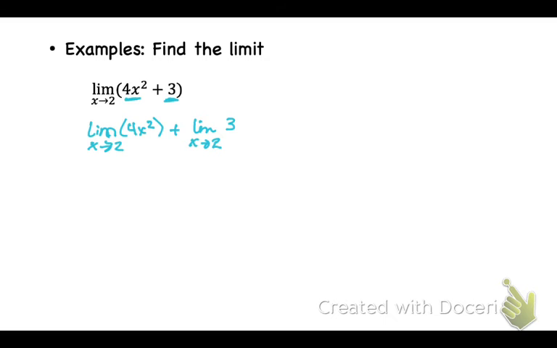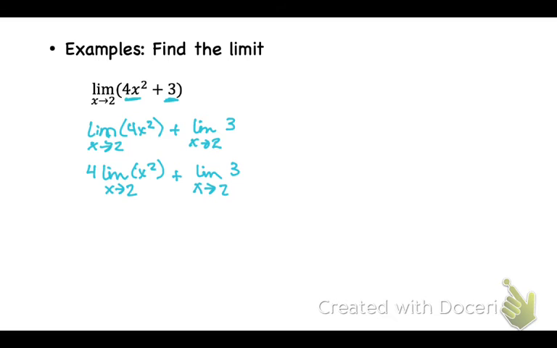Well, 4 is also a scalar, isn't it? You guys know what a scalar is, don't you? What's a scalar? Just makes it bigger or smaller. So I take x squared and then I multiply it times 4, right? So what I really have over here is 4 times the limit of x squared as x approaches 2 plus the limit of 3 as x approaches 2.